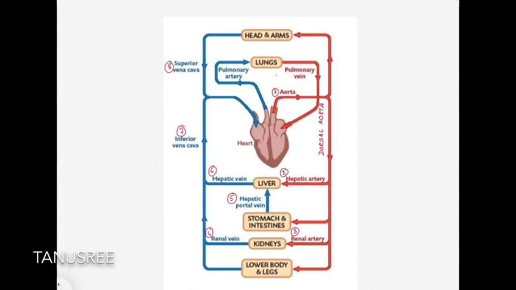So which chamber of the heart will they enter? They will be entering the right atrium. From the right atrium, the blood will be moving into the right ventricle. From the right ventricle, it will move out as the pulmonary artery into the lungs, and from the lungs, being replenished with oxygen, it will enter the left atrium, and then it will move into the left ventricle.